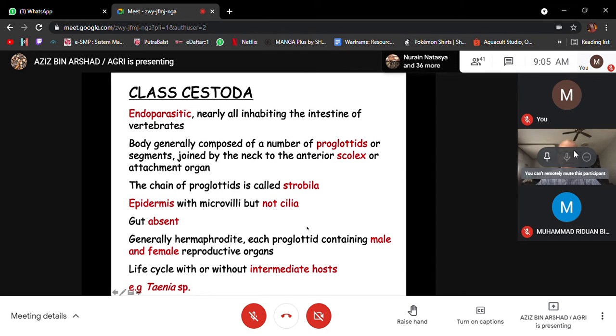Generally hermaphrodite, with each proglottid containing male and female reproductive organs. Life cycle with or without an intermediate host. They can have an intermediate host or not. An example is Taenia.